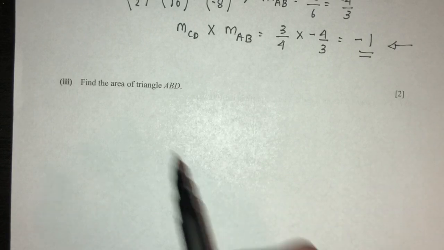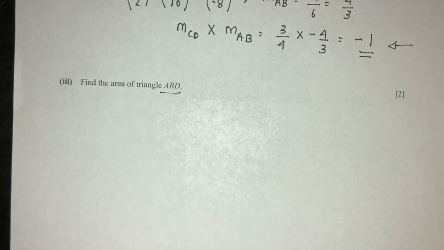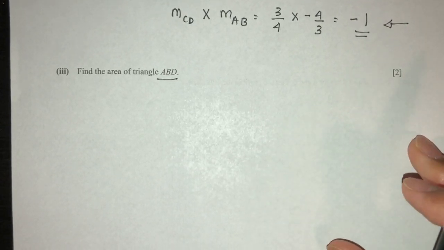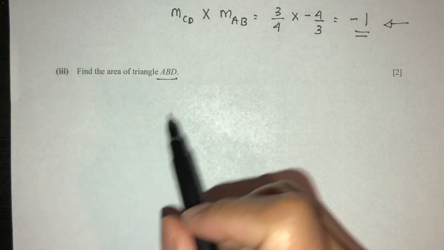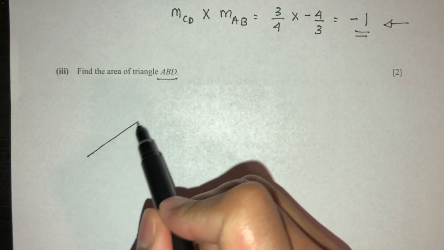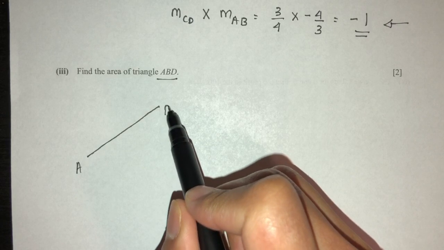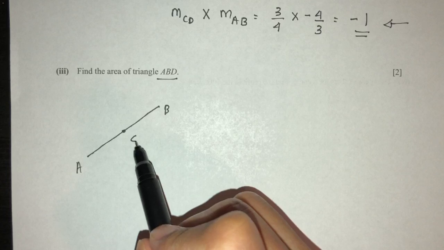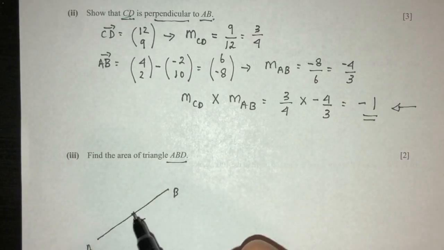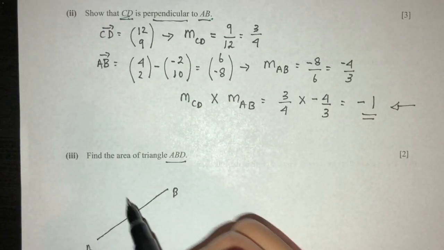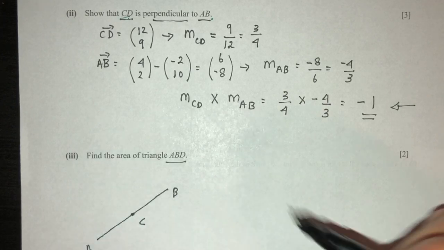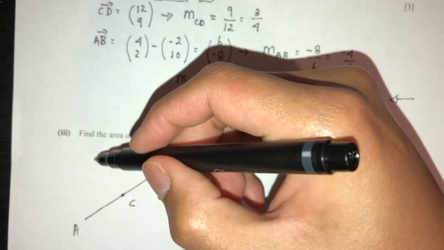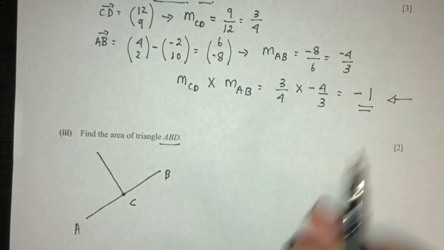Now for part 3, find the area of the triangle ABD. There are a few ways you can find this. So we have a line AB, and we have a point C, which is the midpoint of this line. Point C meets with a point D, which is perpendicular. As you have seen, CD is perpendicular to AD. So basically, let's say D is in this direction. This is D.